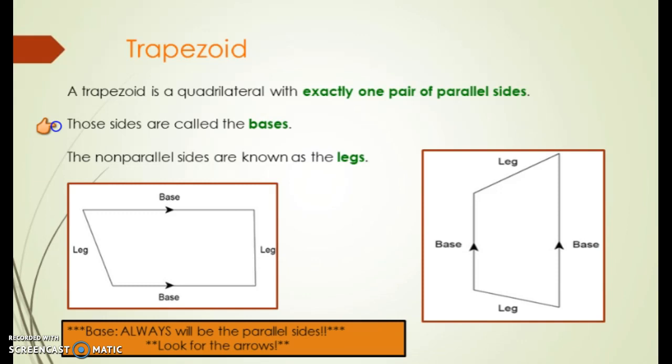Those sides are called the bases. So the parallel sides are called the bases. The non-parallel sides are known as the legs. So remember, bases are always the parallel sides, and look for those arrows. And here are two examples.